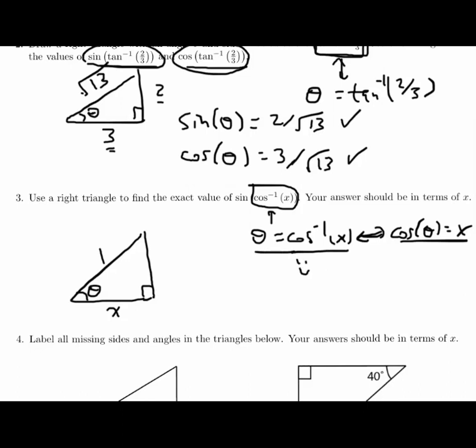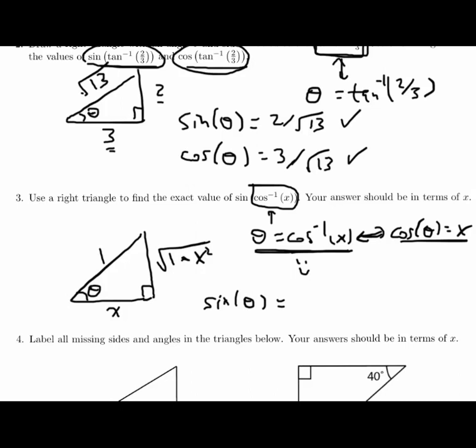The question now is, what is the sine of theta? In other words, what's the sine of the inverse cosine of x? And to do that, I just look at my right triangle and I need the opposite over hypotenuse. So I'll need once again to use the Pythagorean theorem to find this missing side. And you should do that on your own if you're not sure how to do it. Make sure you get square root of 1 minus x squared.